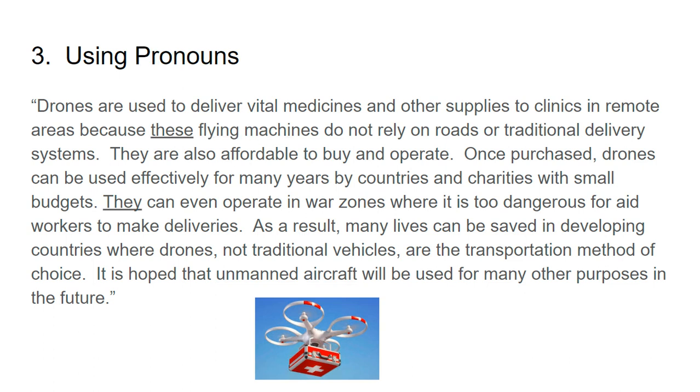Okay, using pronouns. All right, I have these flying machines, and I have they. What does they mean? They can even operate. What can operate in war zones? Drones. Yeah, so I'm using the word drones, I'm using synonyms, and I'm using pronouns. A pronoun is a word that stands in the place of a noun, like they, them, these, it.